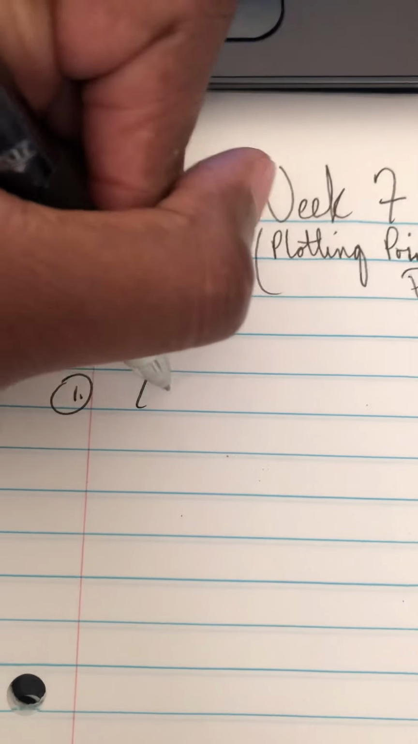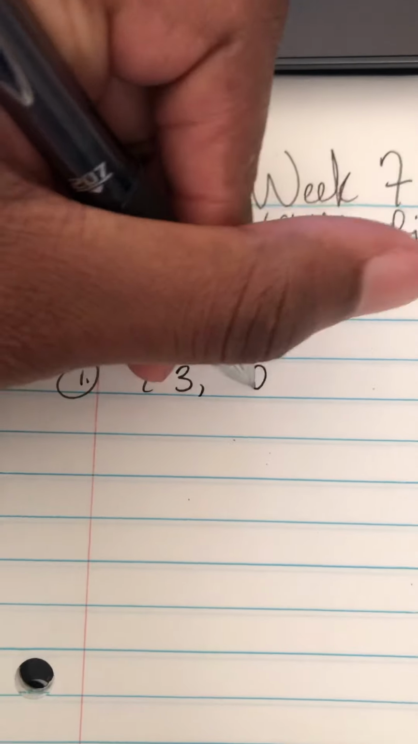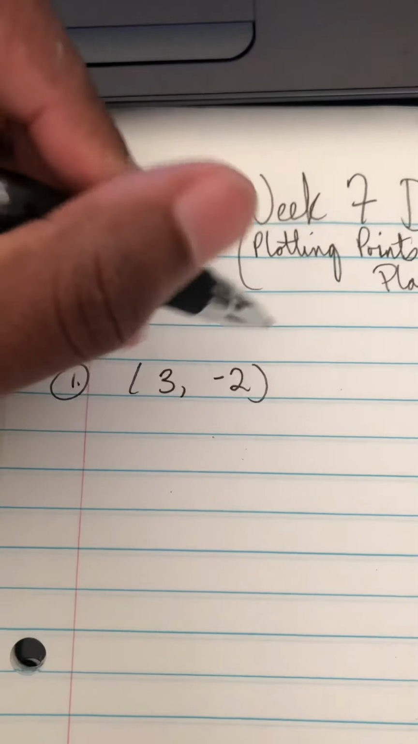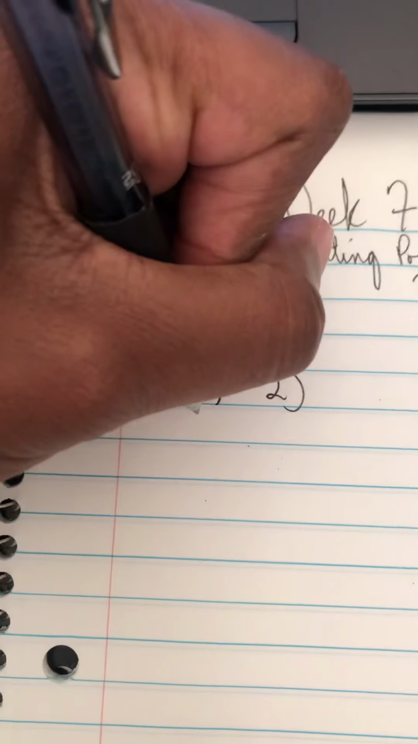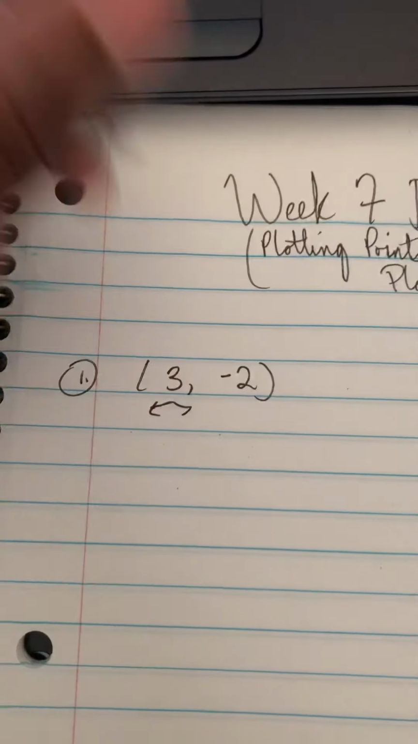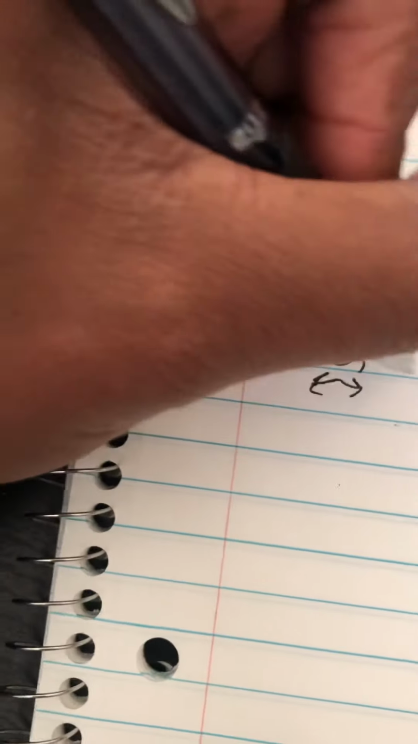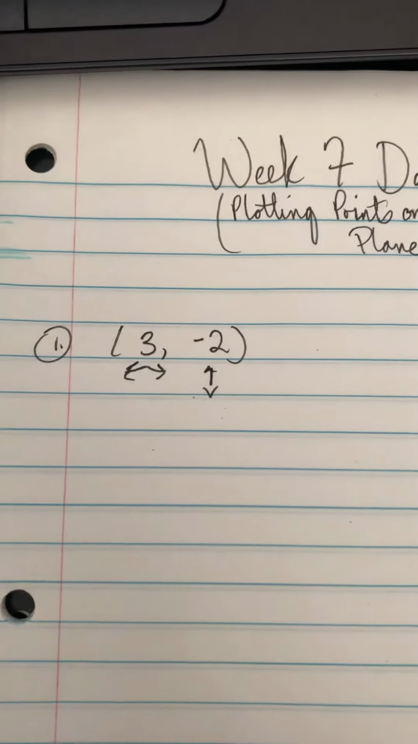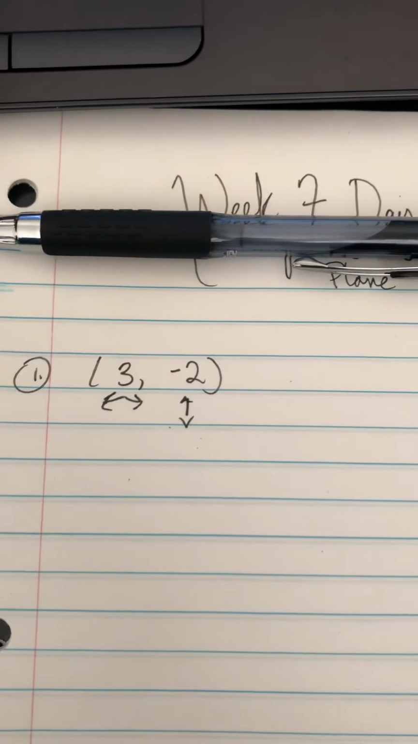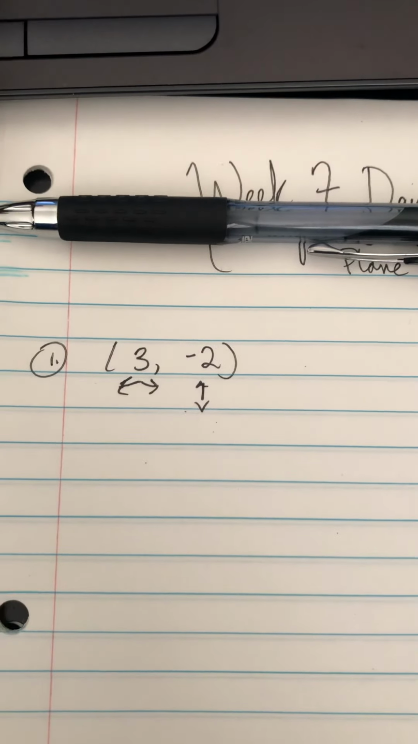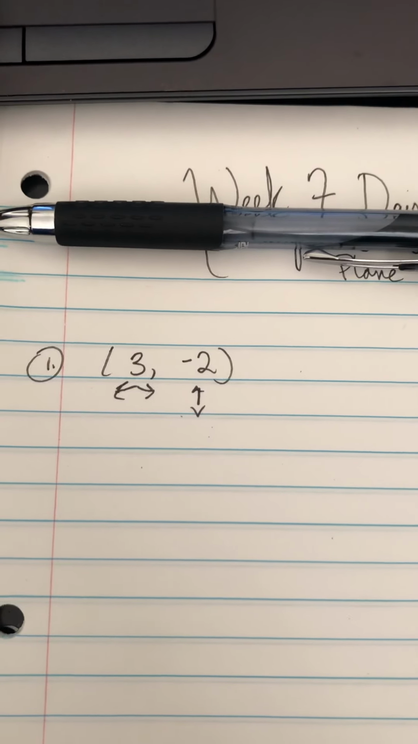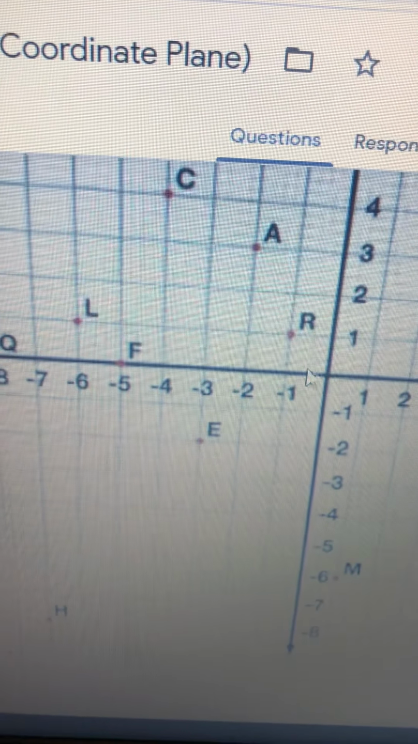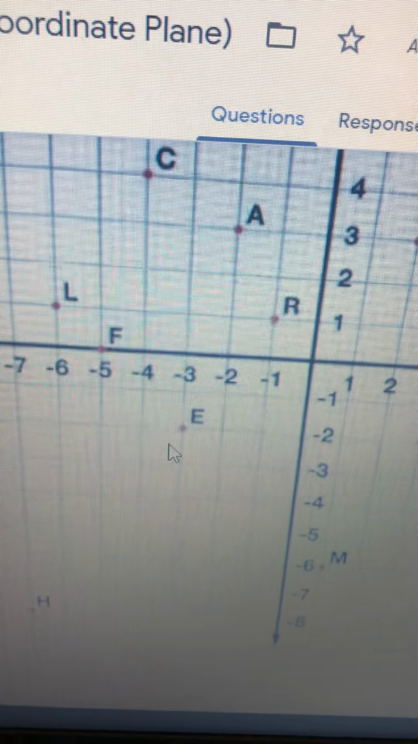So number one, it says which answer is correct. So we're finding 3, -2, right? And remember, if we're plotting on a graph, we go left or right first, and then up and down second. Left and right first, up and down second. So let's go back to the graph, right? Left and right first, so over 3, and then down 2. That looks like, so right here, over 3, down 2. So that should be E.